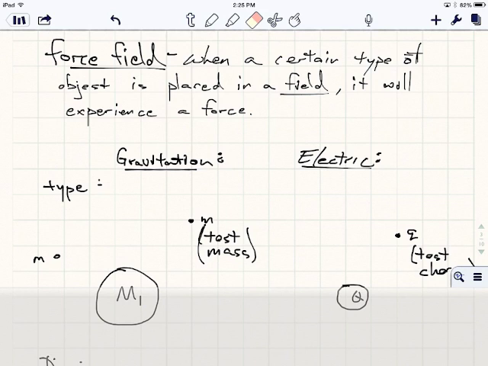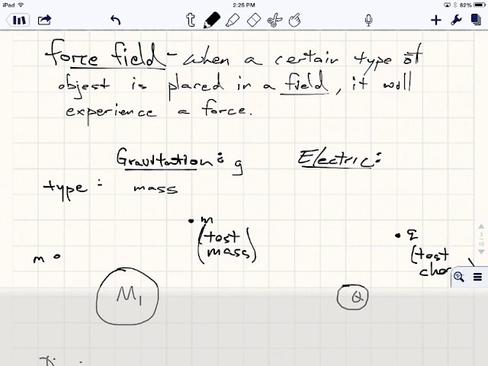Now we already know about the gravitational field. The symbol used for the gravitational field is little g, and when an object with mass is placed in a gravitational field, it starts to accelerate. So the type of object necessary is one that has mass.